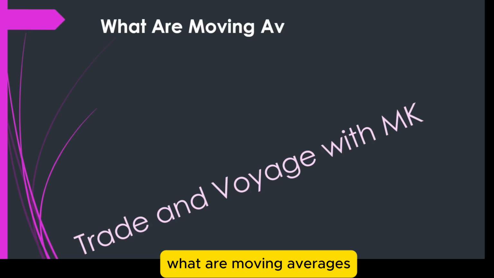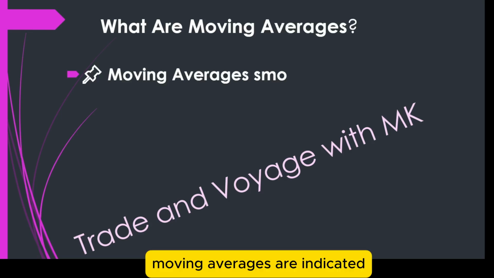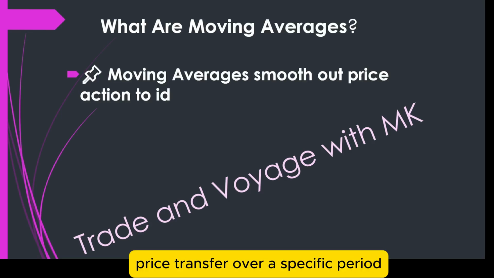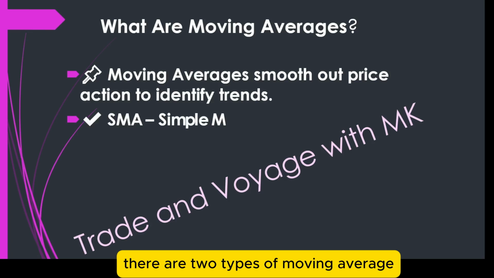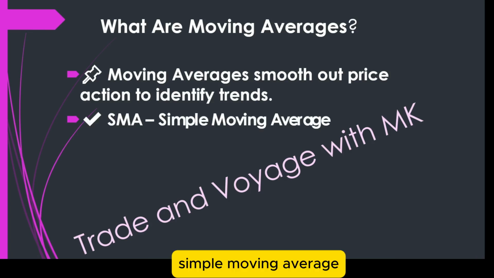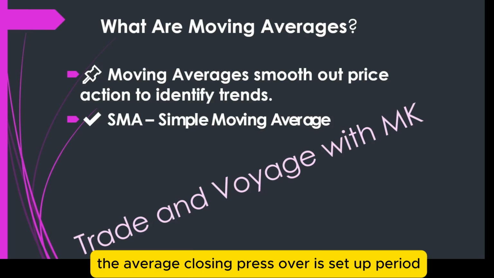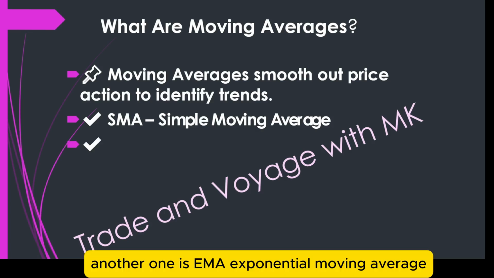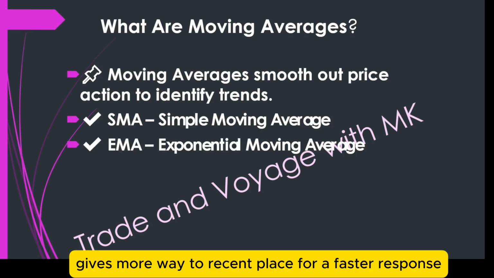What are moving averages? Moving averages are indicators that help traders analyze price trends over a specific period. There are two types of moving averages. Simple moving average, which calculates the average closing price over a set period. Another one is EMA, exponential moving average, which gives more weight to recent price for a faster response.